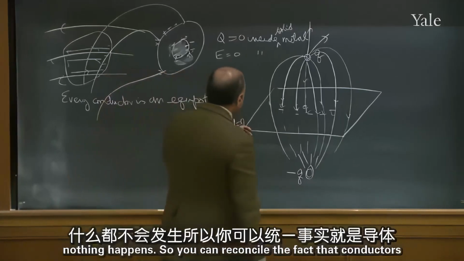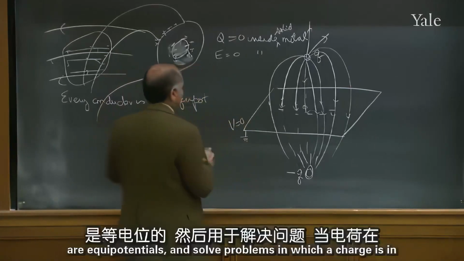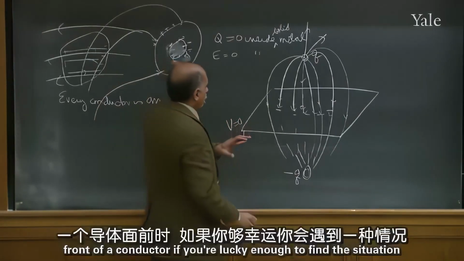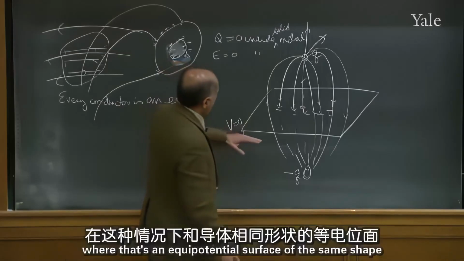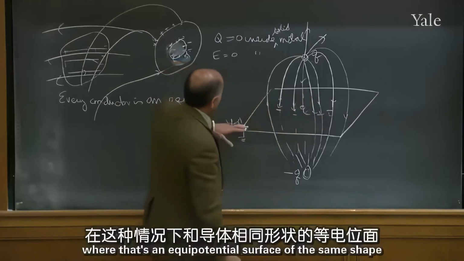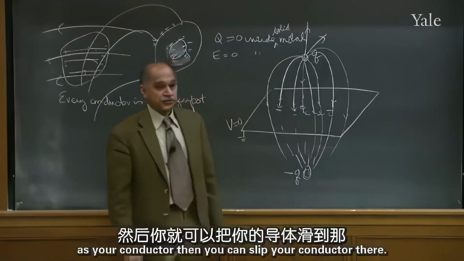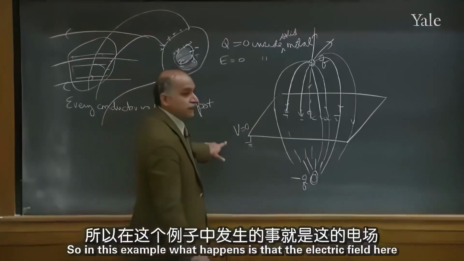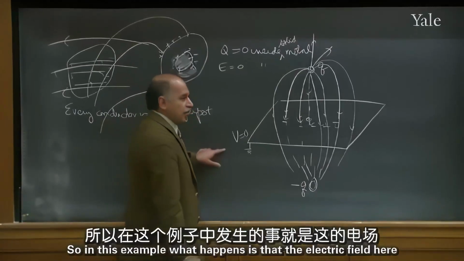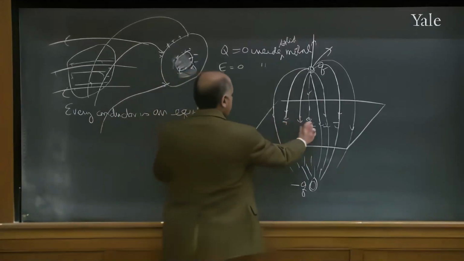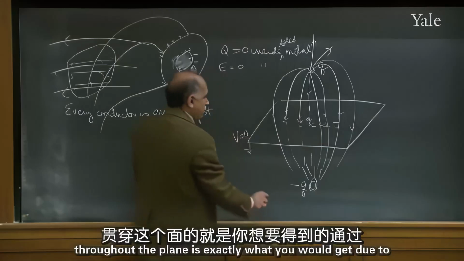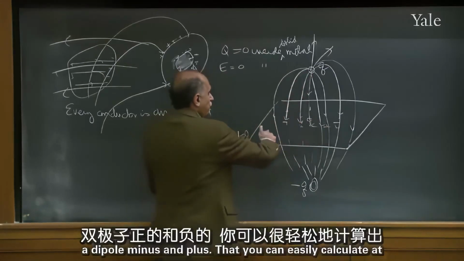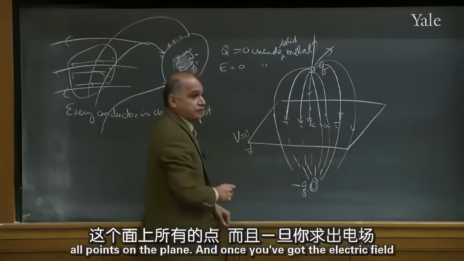So you can reconcile the fact that conductors are equipotentials and solve problems in which a charge is in front of a conductor, if you're lucky enough to find a situation where that's an equipotential surface of the same shape as your conductor. Then you can slip your conductor there. So in this example, the electric field throughout the plane is exactly what you would get due to a dipole, minus and plus, that you can easily calculate at all points on the plane.